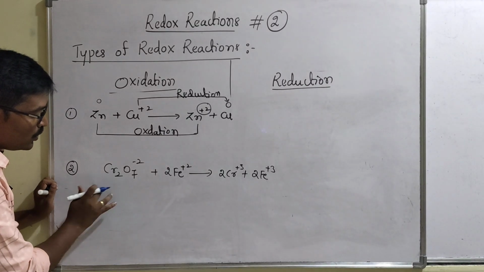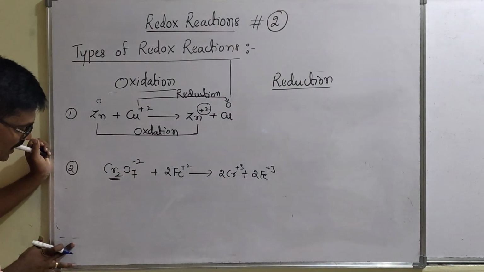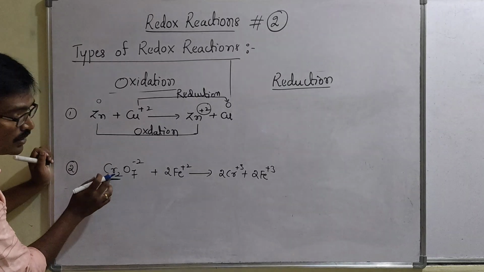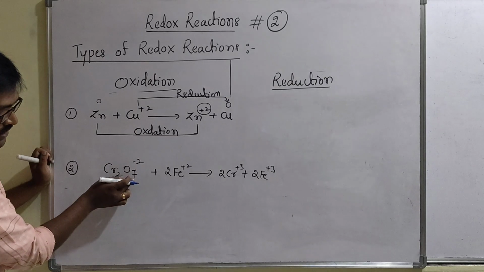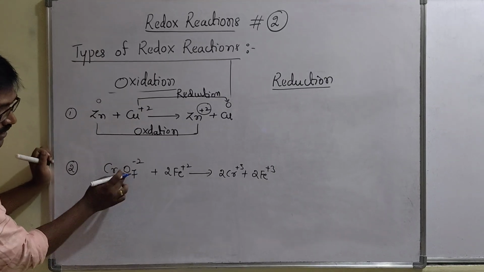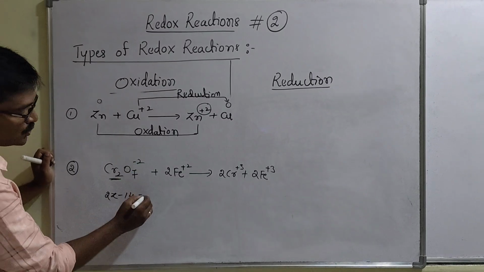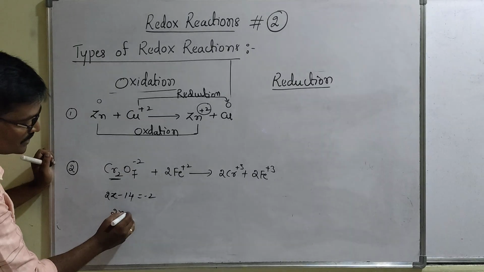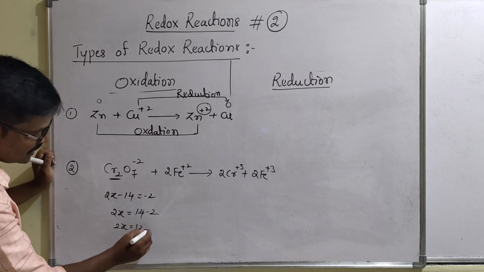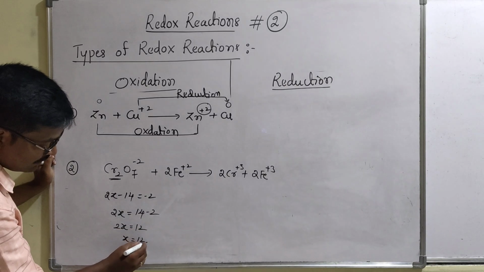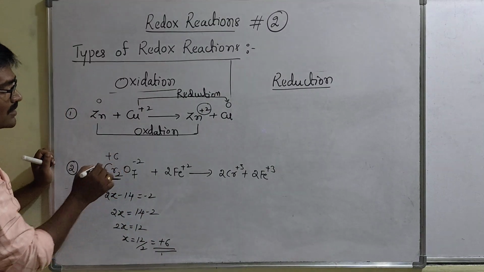Then in this, first we have to calculate the chromium oxidation state. So how to calculate the chromium oxidation state? Chromium, take it as X. Then 2 chromiums are there, 2X minus 7 into minus 2, so each oxygen minus 2, then 14. Then equals to total charge minus 2. Then 2X equals 14 minus 2, then 2X equals 12. Then X equals 12 divided by 2, that is plus 6. So here chromium oxidation state is plus 6.